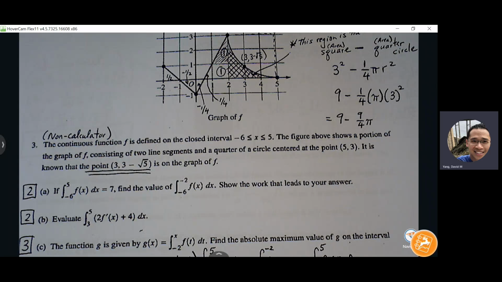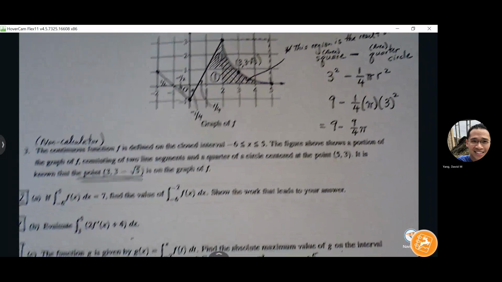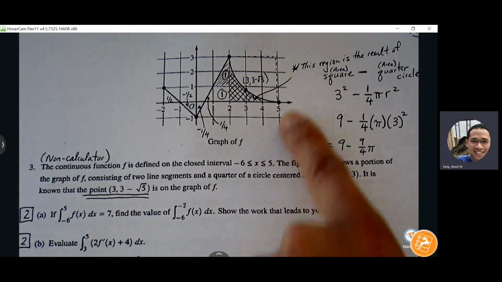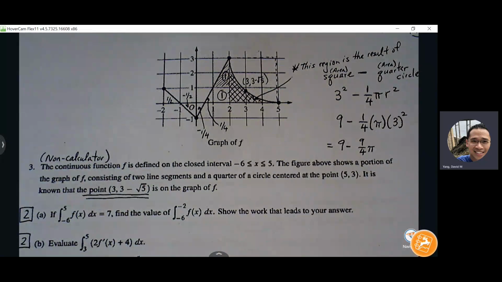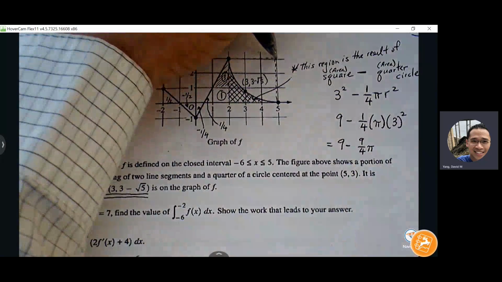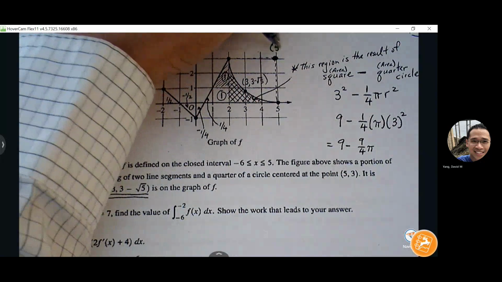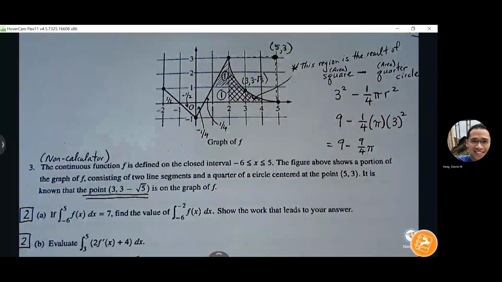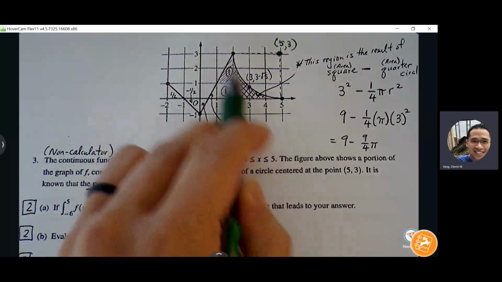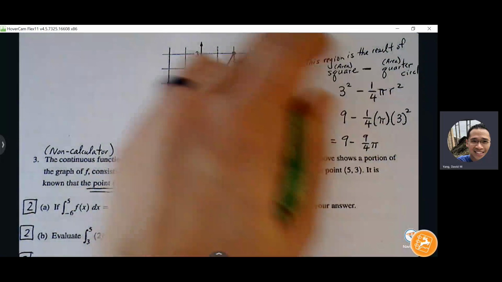It is known that the point (3, 3 minus root 5) is on the graph, so I just identify that ordered pair that sits on the curve. And then (5, 3) is here, so this is the center of this imaginary circle here. Or you can imagine the quarter circle forming right there.